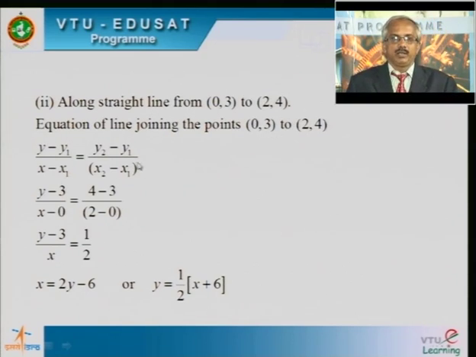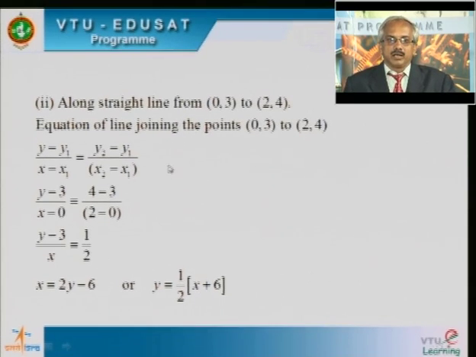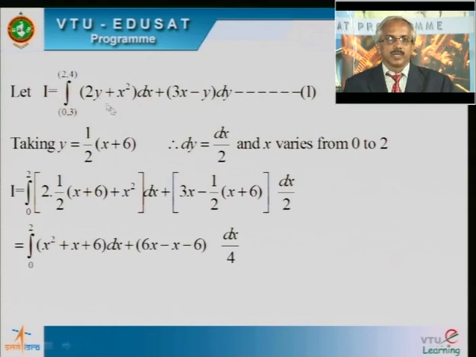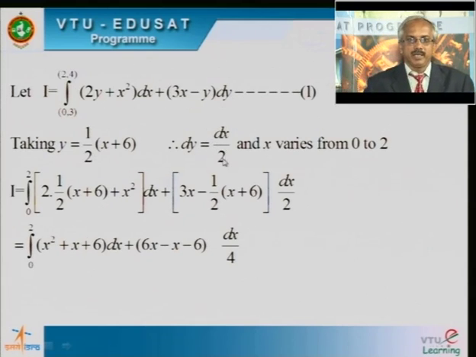As usual, we use the equation for a straight line. From that we get x is equal to 2y minus 6, or y is equal to 1 by 2 x plus 3. Here it is our choice to convert the integrand to a function of a single independent variable, either x or y. So I choose to make the integrand a function of x. I am taking y is equal to 1 by 2 x plus 3, therefore dy is equal to dx by 2.